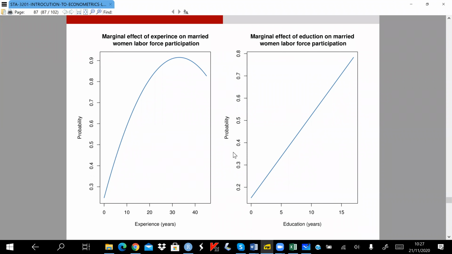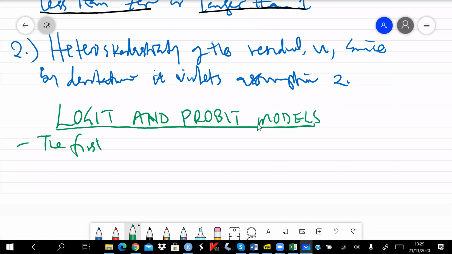To solve those kinds of limitations, we prefer not to fit these kinds of models. So we fit what we call the Logit and the Probit models, and that's what I want us to discuss in our next session. So let's look at Logit and Probit models.